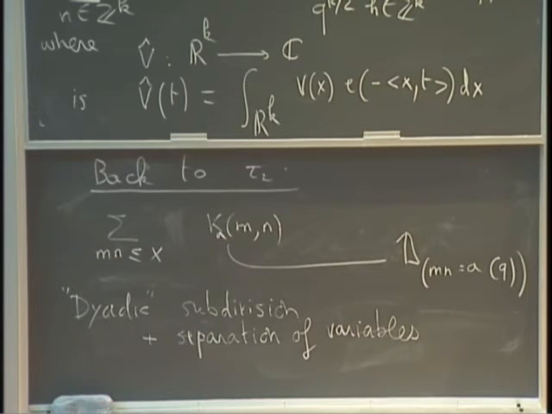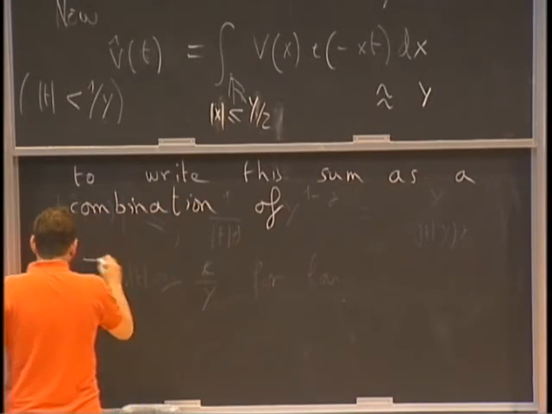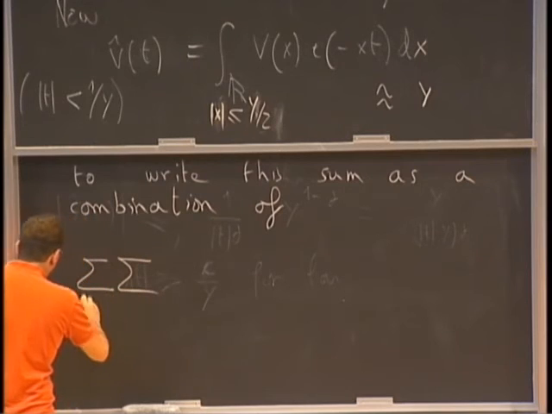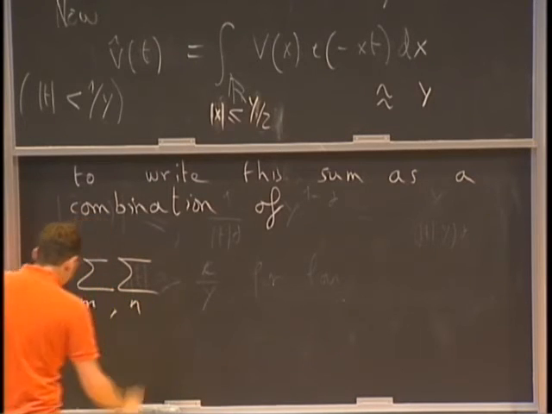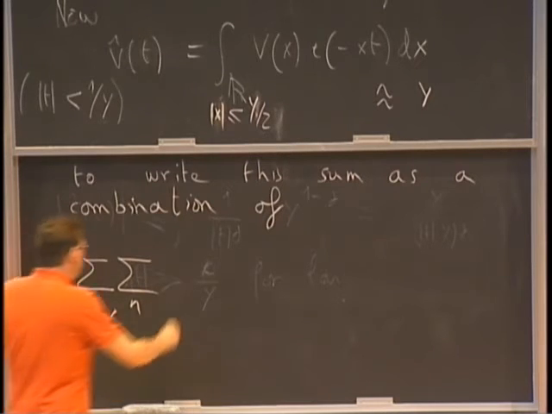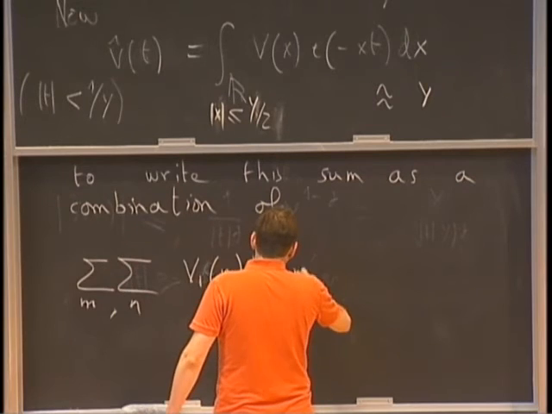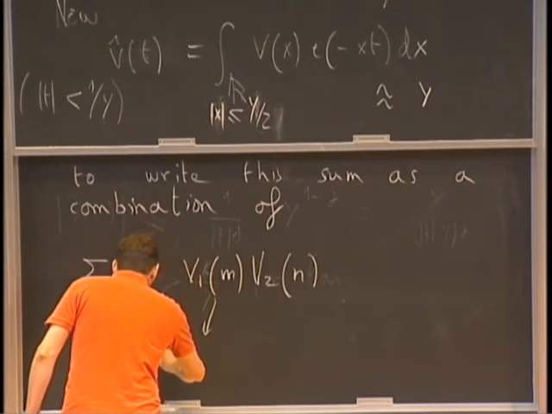So to write this sum as a combination of sums of the type, so there's now going to be two independent variables, which formally I will see as living in Z. So the first one will be constrained by some test function to be in some interval of length capital M.